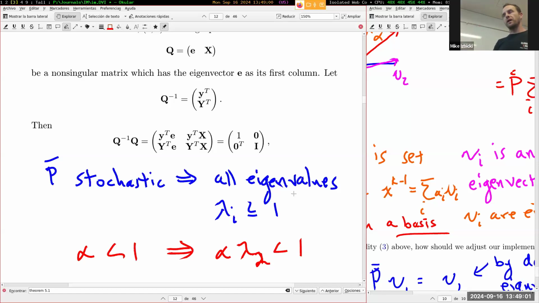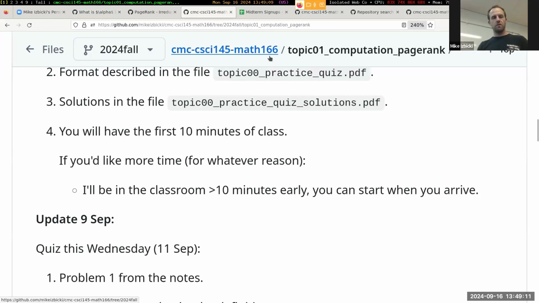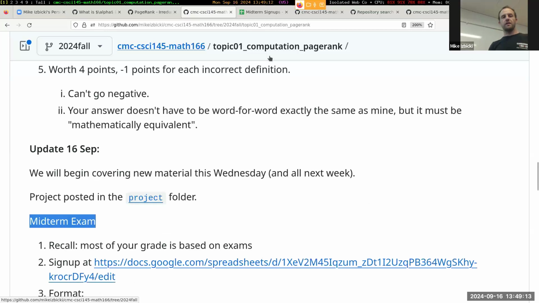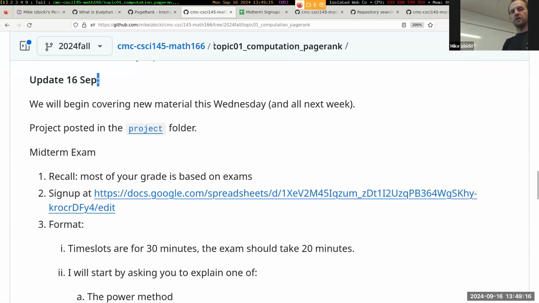The other two things that we're going to do today, at least two things that we want to do today, is going over this update for today notes right here. Right now I'm in the topic 1 folder on the computation PageRank in class, and I have a handful of notes for us that we will be going over today. Two important administrative-ish things. Our first is the project has been posted, and then we'll talk about the midterm exam after we talk about the project.